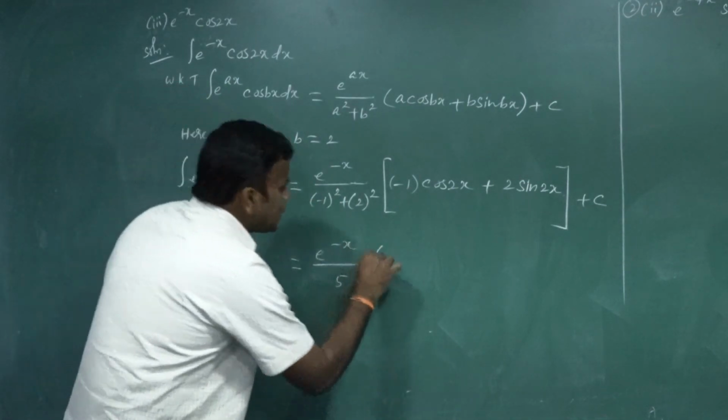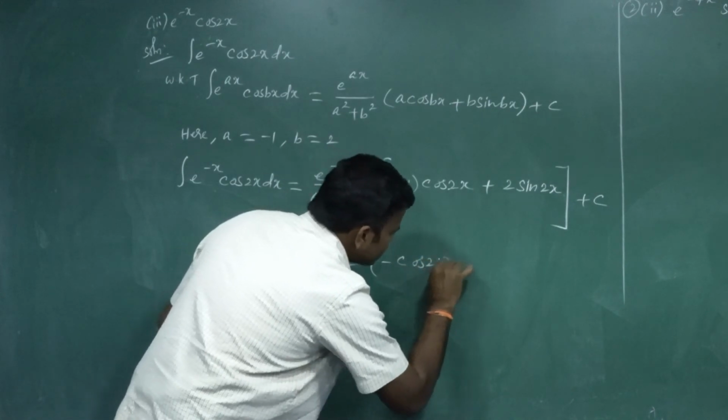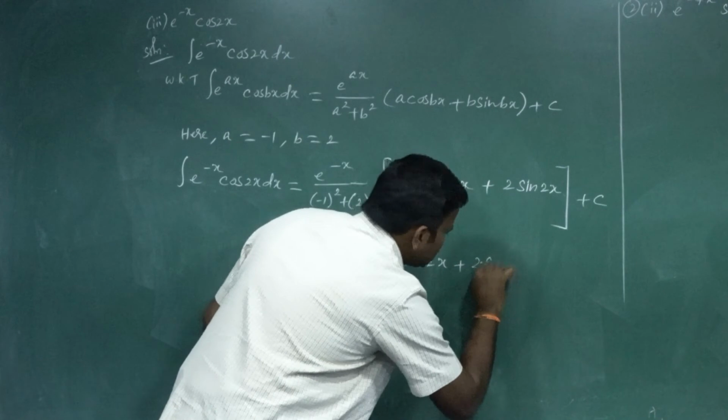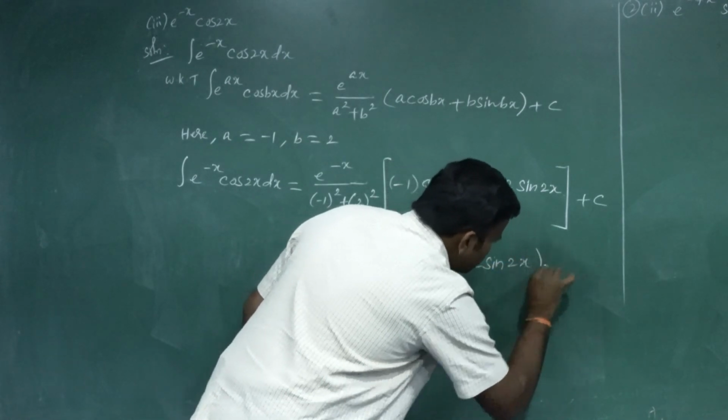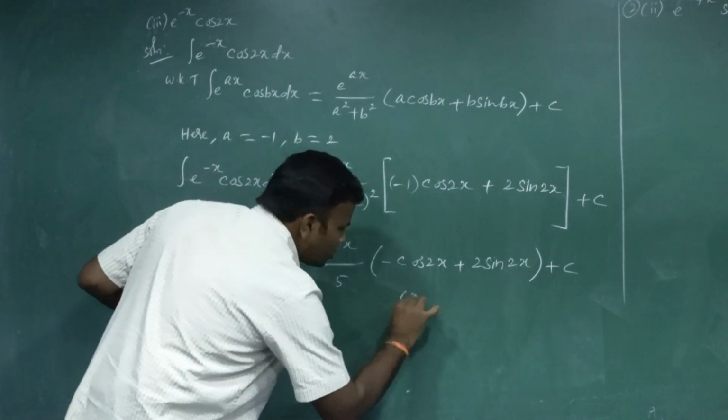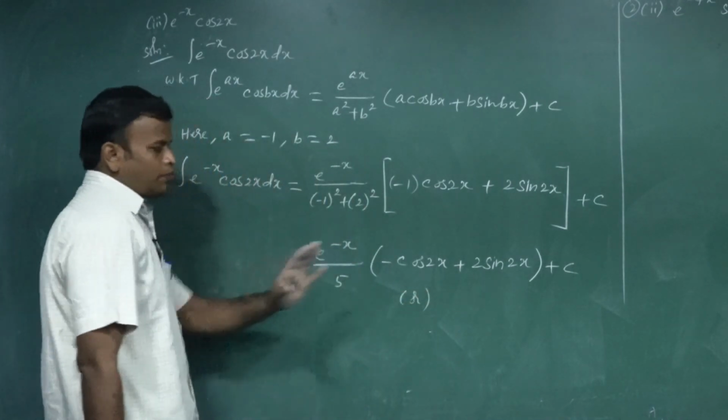Here minus cos 2x, okay? Minus cos 2x plus 2 sin 2x plus c is the answer. Is our required answer. Or, sir, I read the first two positive terms, sir.